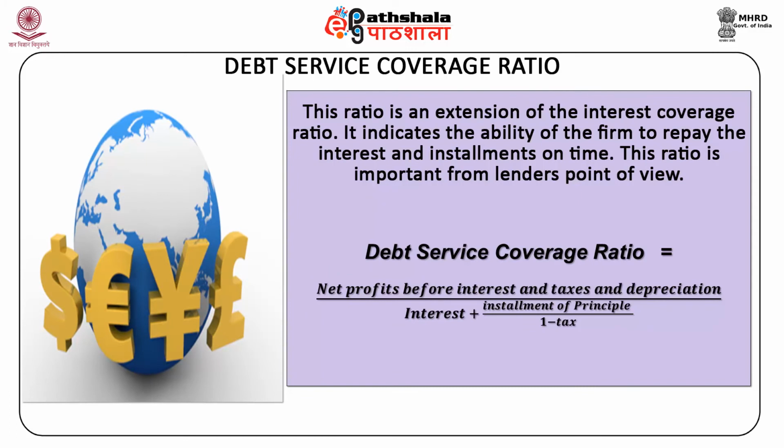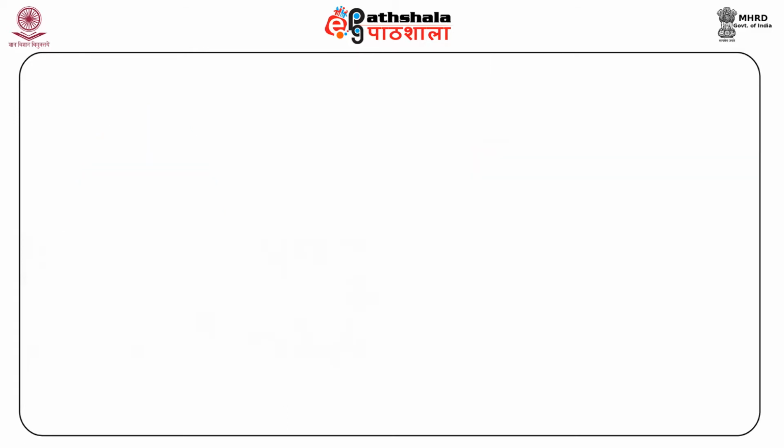This ratio is an extension of the interest coverage ratio. It indicates the ability of the firm to repay the interest and installments on time. This ratio is important from lender's point of view. The formula is debt service coverage ratio is equal to net profits before interest and depreciation divided by interest plus installment of principal divided by 1 minus tax.